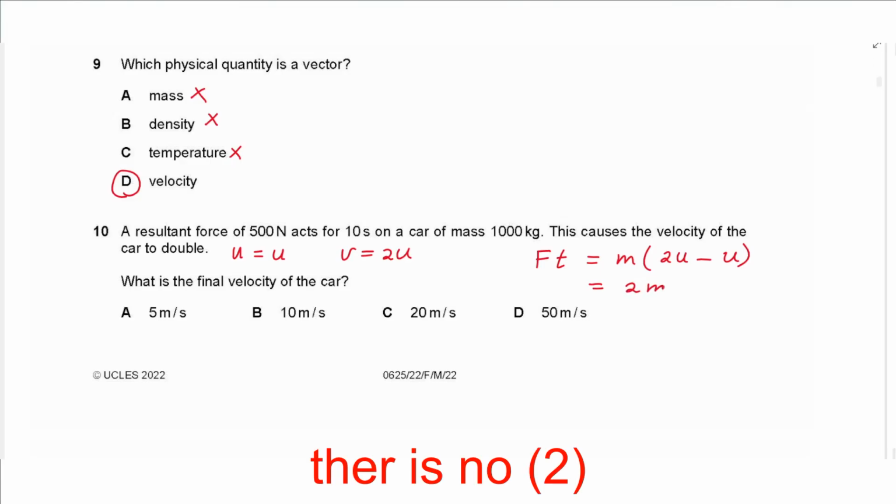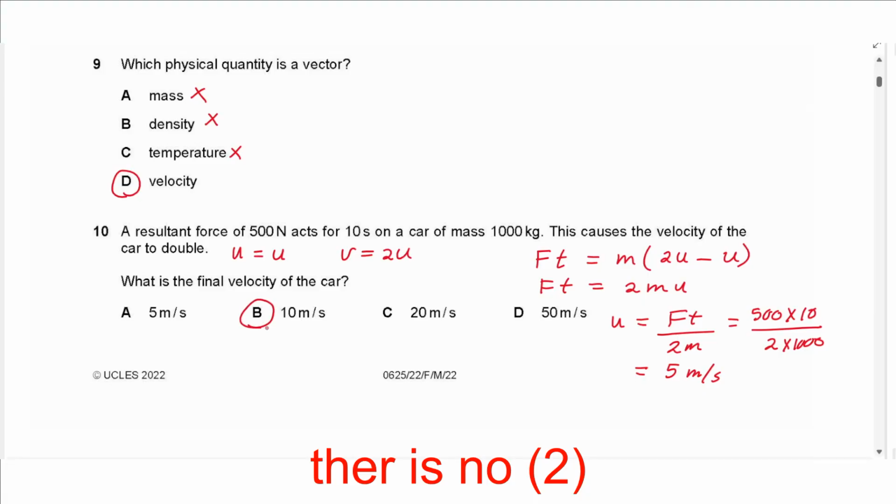So mu equals force multiplied by time. So u equals force multiplied by time over m. So we have 500 times 10 over 1000. So the initial velocity was 5 meters per second. So the final velocity is twice that, double that. So the answer is B, 10 meters per second.